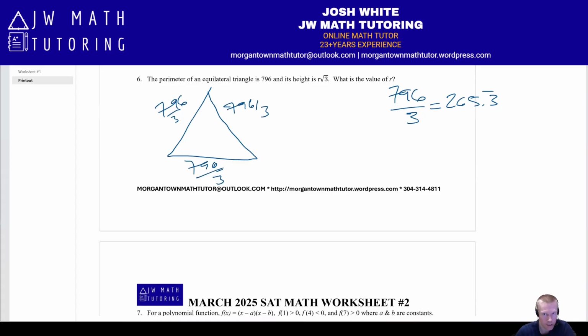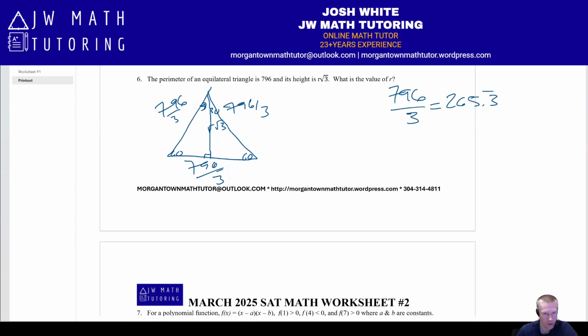Its height is r root 3. What's the value of r? When you take an equilateral triangle and split it down the middle by drawing an altitude, it makes two 30, 60, 90 triangles. The easiest way to do this is using special right triangle properties. I'll talk about basic trig in a second. So this right here is r root 3.